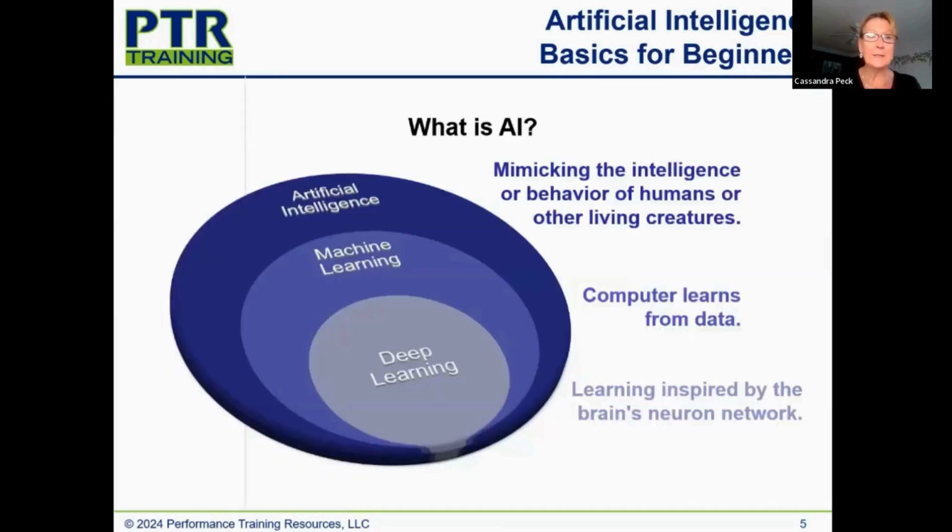So let's take a look, team, at what we call the umbrella of artificial intelligence. Artificial intelligence is any program that is intended to mimic, as I said, the intelligence or behavior of humans or even other living creatures. Has anyone ever seen an artificial intelligent animal, either on video or a documentary?